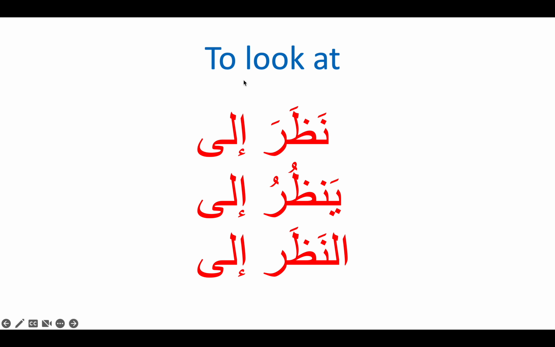So, our verb today, to look at, is a form 1 verb. In the past it's نظر with the preposition إلى. In the present, pay attention, it's with a dhamma, so it's ينظر إلى, always with إلى. And the masdar, the verbal noun, is النظر إلى. Now pay attention, this means specifically to look at, not to look for or to look like. These are different verbs in Arabic. This is when you are looking at something.